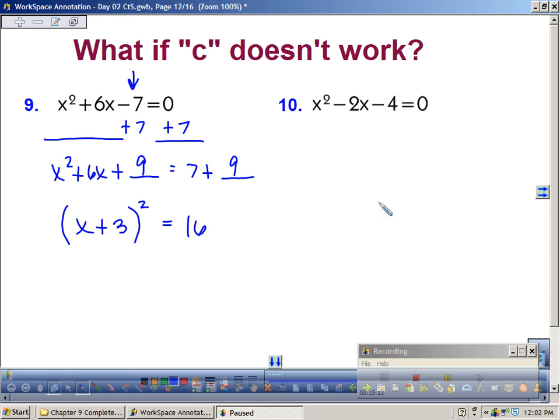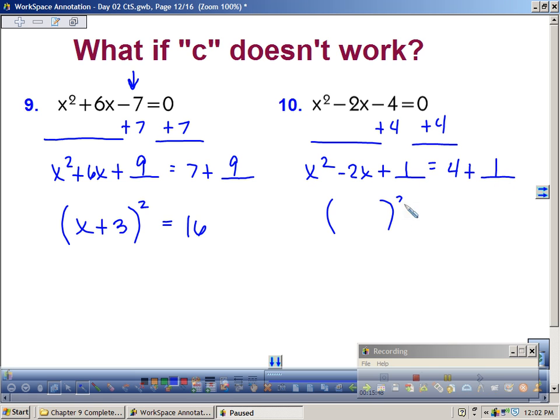Do this one. I haven't even gotten to how the other teachers teach you this. This is my visual, this is conceptually doing it. You guys are all excited. Do the plus 4. Okay, good. X squared minus 2x plus blank equals 4 plus blank. What goes here? 1. Right? Because 2 divided by 2 is 1, and 1 times 1 is 1. And what goes here? 1. And what's the factored form of this? X minus 1 squared equals 5, because this is a negative 2x. So if you were to visualize that, you'd have 1 negative x on one side and 1 negative x on the other side, right?